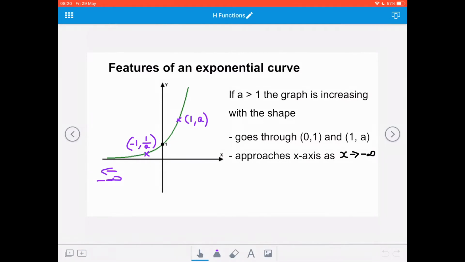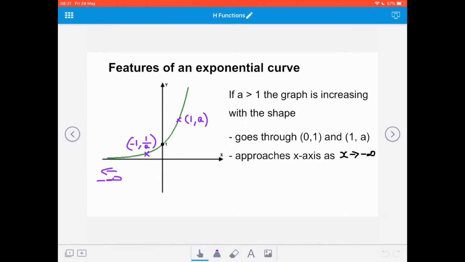All exponential curves, no matter what the base is, go through this point (0, 1), because if you think about it using our indices knowledge, anything to the power of 0 equals 1. And it goes through (1, a). I've also marked on the point (-1, 1/a), because if we were to substitute in a to the power of -1 using our negative indices rules, we could rewrite that as a positive index as 1 over a.